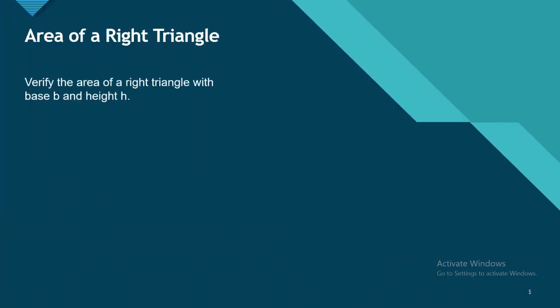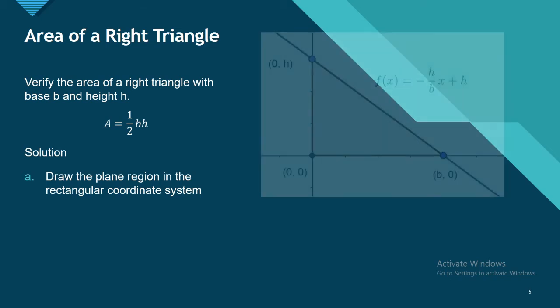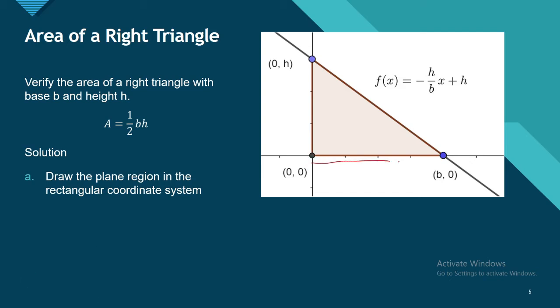Area of a right triangle with base b and height h. We know that area to be equal to 1/2 times base times height. We begin by drawing our right triangle into the rectangular coordinate system. So it has a base whose length is equal to b and a height that is equal to h. And so that means this one would have coordinates (0, h), this is the origin, and this one would have coordinates (b, 0).